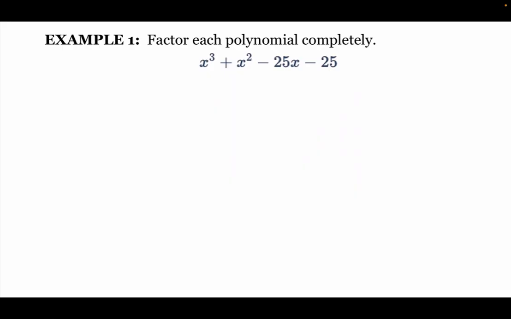The first term is x to the 3rd. The second term is x squared. Then you have negative 25x and negative 25, right? Those are the 4 terms that we have. So it's a polynomial, but it's not a trinomial, it's not a binomial. So that's when we got to use these guys, okay?